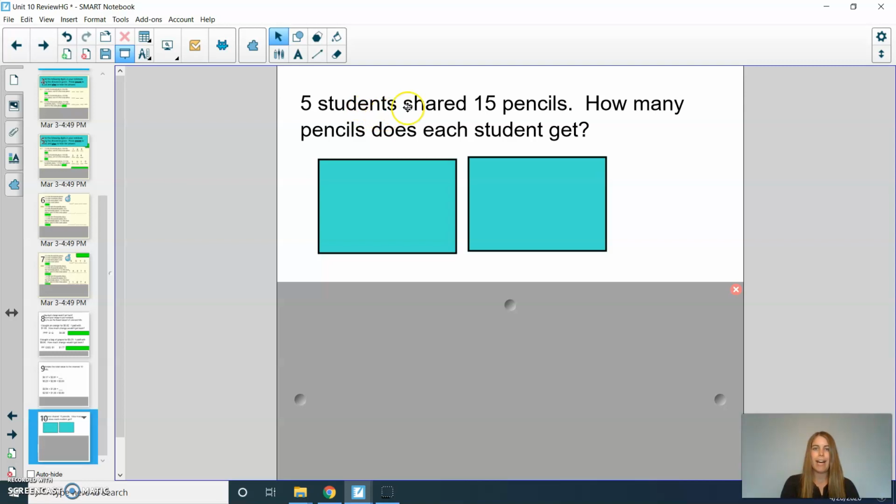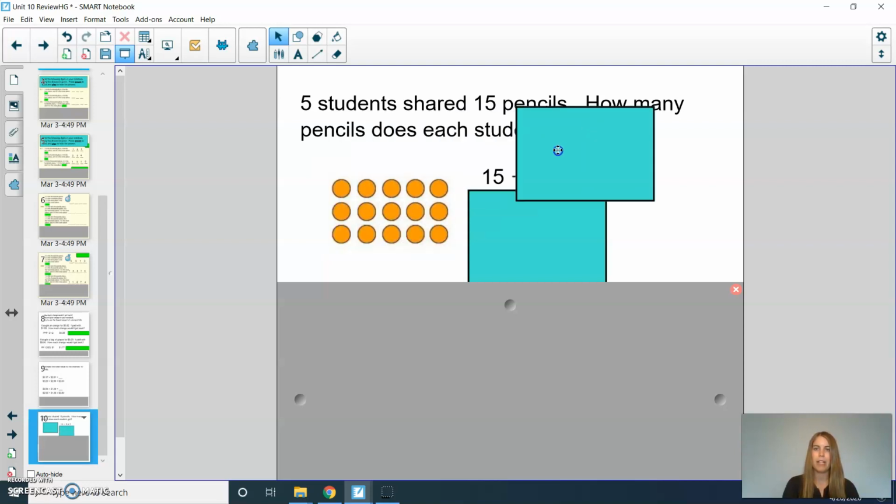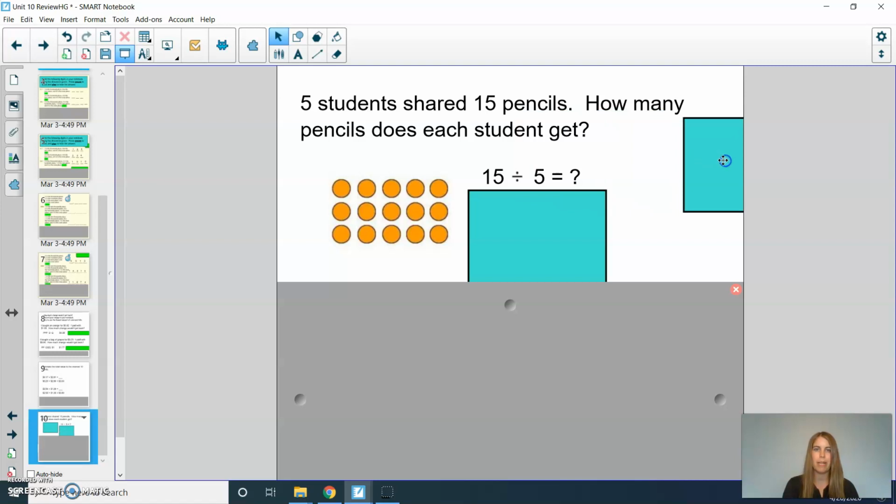Boys and girls, if I have 5 students and they shared 15 pencils, how many pencils does each student get? I want you to pause and then hit play when you're ready to hear the answer. The first thing I need to decide is what my number model will be. What am I trying to solve? So if I have 15 pencils, I'm actually dividing by 5. Now, if I'm having a little bit of trouble with dividing, I can also make an array or think about it in terms of a picture.